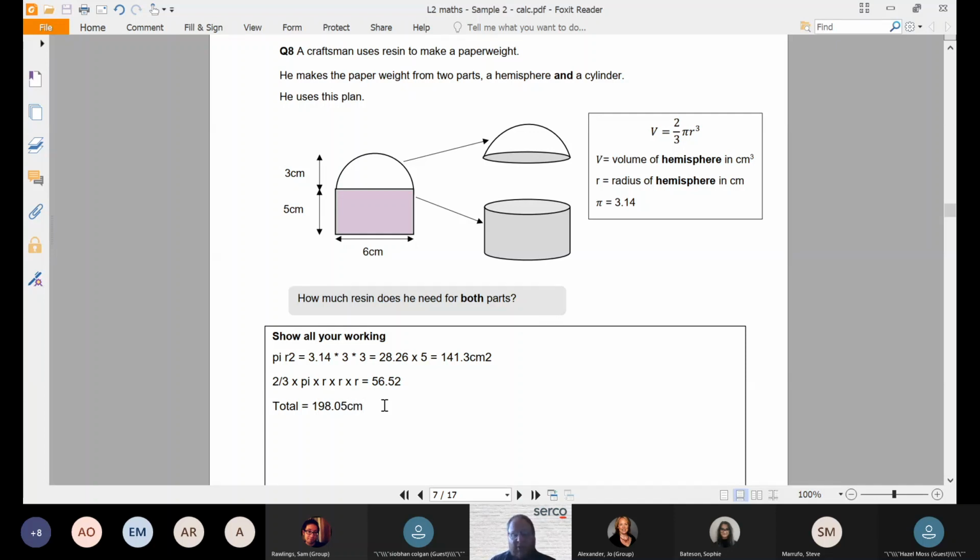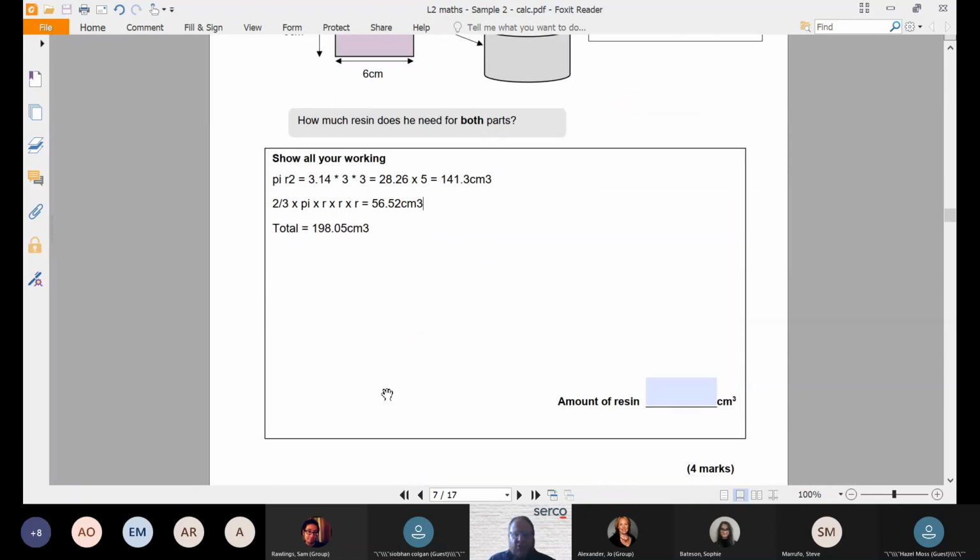We're actually working in centimeters still, and now we've done volume total, so it should be cubed. Sorry, this one should be cubed. That's my fault. I should put centimeters cubed on this one as well. So our total is 198.05 centimeters cubed.